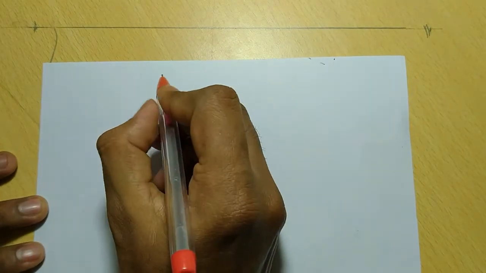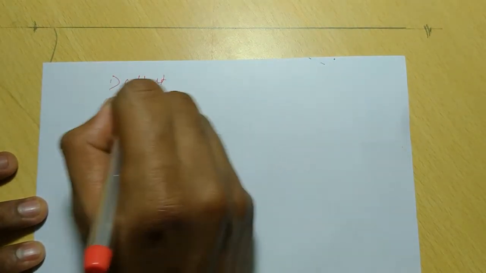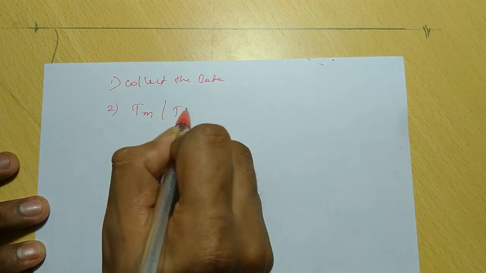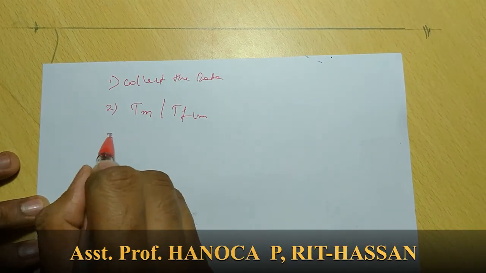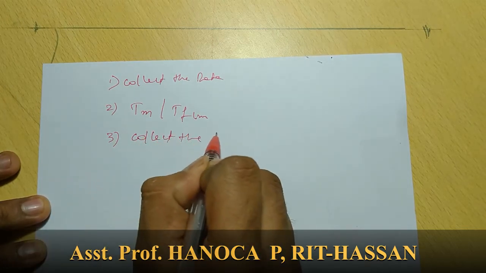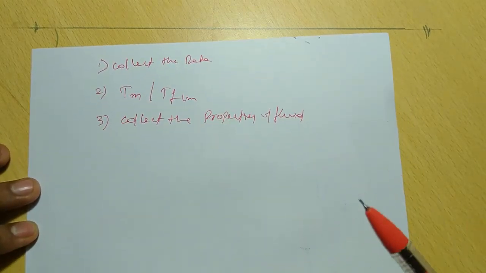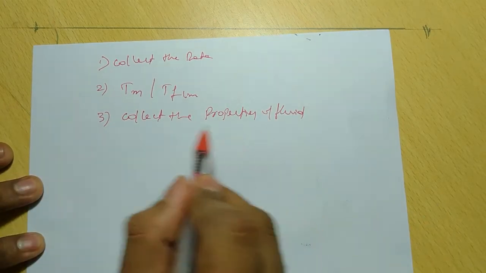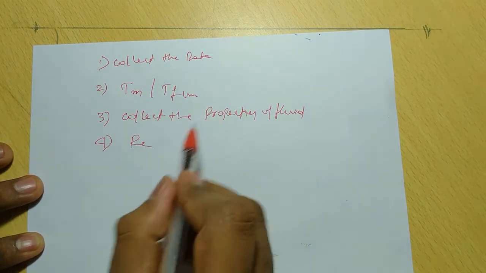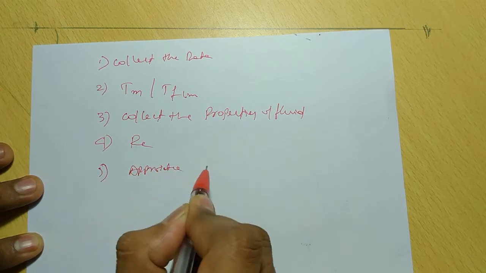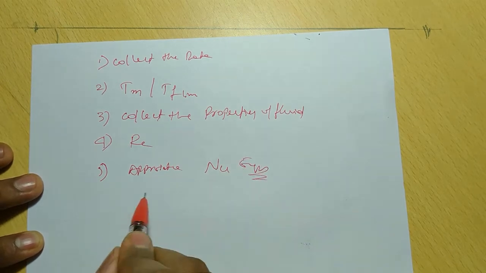See, for all the 8 problems, what is the procedure we carried out? First, collect the properties, meaning collect the data. Based on the data, find out the mean temperature or the film temperature. Based on the film temperature, collect the properties of the fluid, whether it may be water or oil or air. I solved all three different materials. Next step is to find out the Reynolds number using the properties. Based on the Reynolds number, choose the appropriate Nusselt equation. Find the Nusselt value.